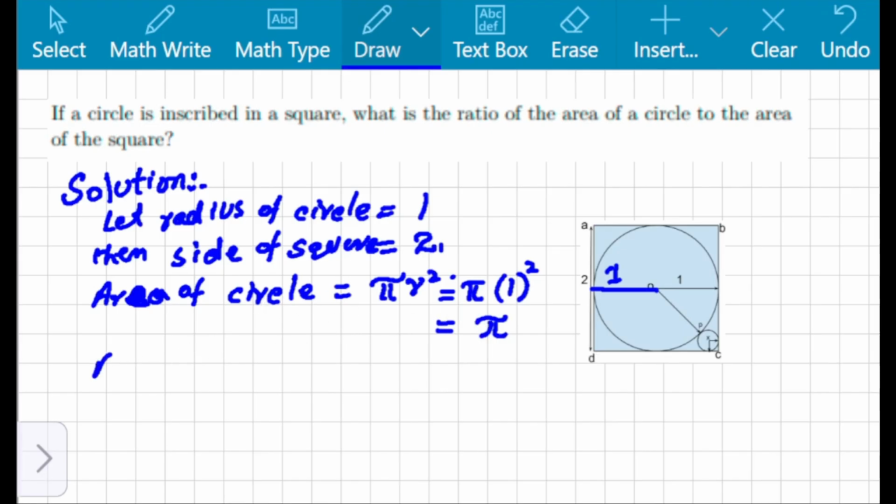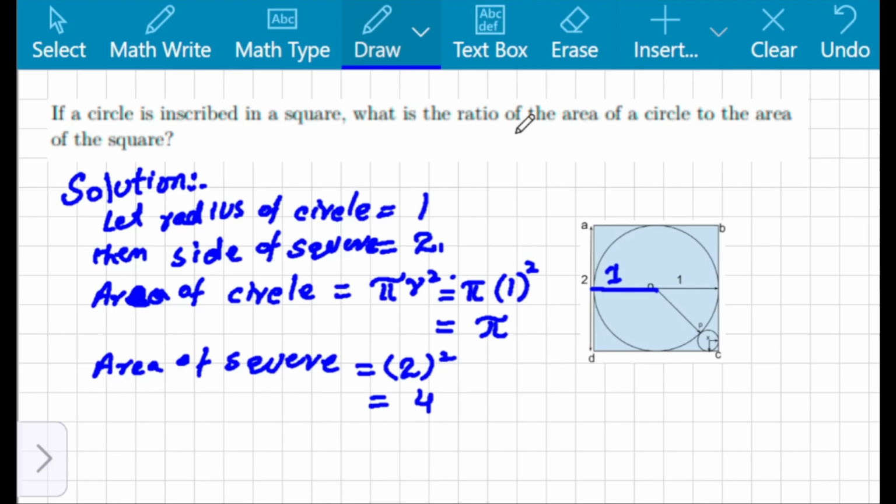Now we have to find the area of the square. For the area of a square, we square the side of the square. So the side of the square is 2, so we will write 2 squared. 2 squared means 4. So the area of the square is 4.